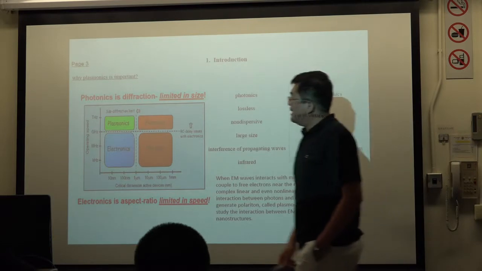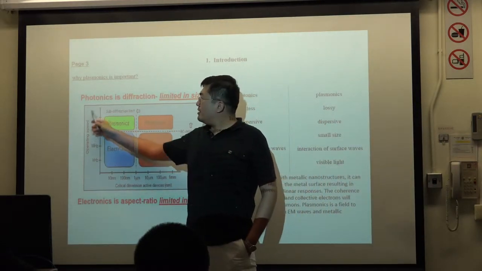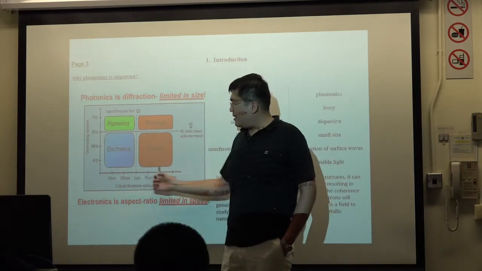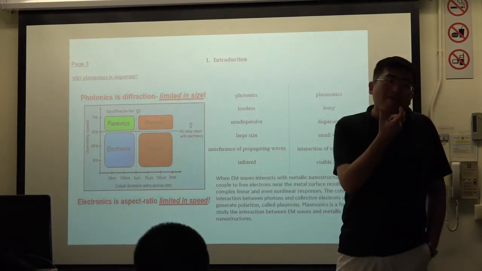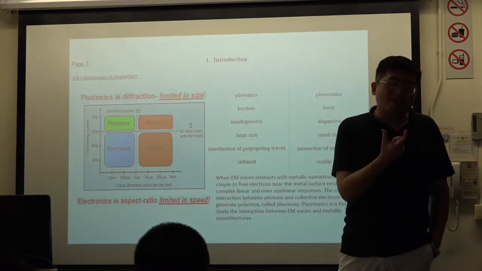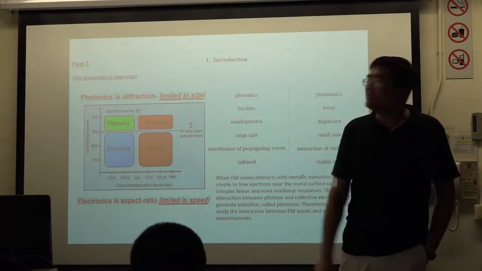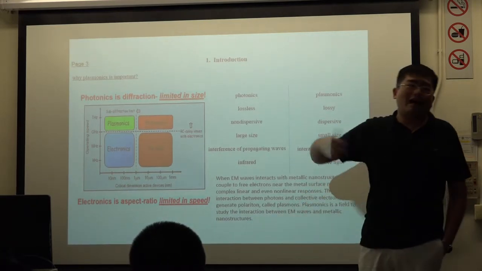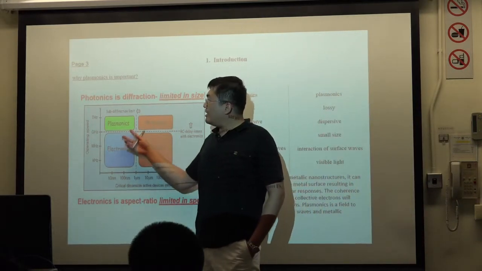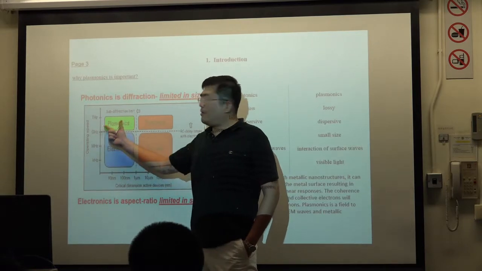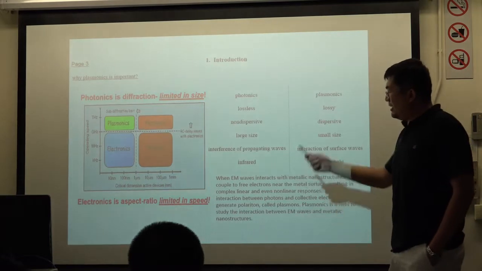Photonic speed can be high, but the size is larger. Why? That is the lambda over 2 limit. If I make a cavity, it should be half the wavelength, or half the dielectric wavelength. We cannot break this limit. We call it the diffraction limit or half-wavelength limit. But how do we achieve high speed and small size simultaneously? Plasmonics. This is what people in this field study.